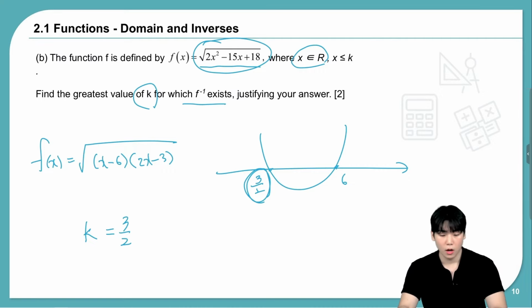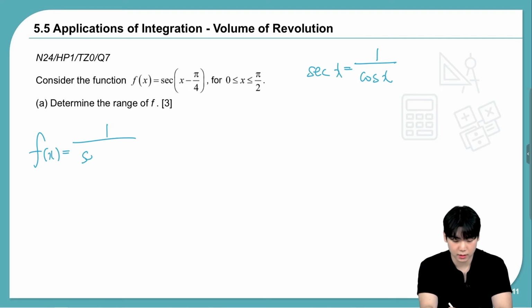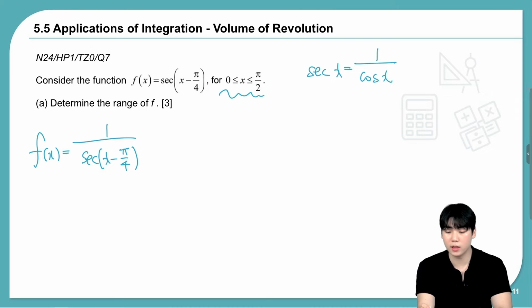Next question is, consider the function f of x. We have a secant x minus pi over 4. What is a secant? Secant x is nothing but 1 over cosine x, okay? So that means I can rewrite the whole thing. f of x is equal to 1 over cosine x minus pi over 4. And we're also given the domain, and we're going to find the range of the whole thing.